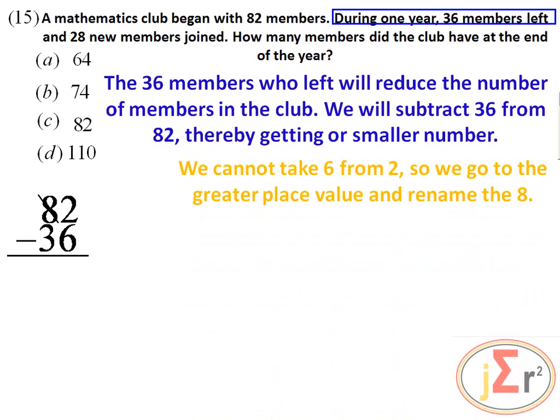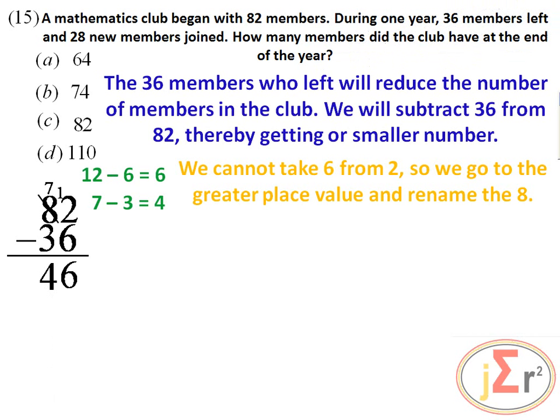We cannot take 6 from 2, so we go to the greater place value and rename 8. Right. So we have 8 tens there, and we take out 1 ten and 7 will remain. And that 1 ten we add to the 2 and we will get 12. So we say 12 minus 6 and that is equal to 6. Then we say 7 minus 3 and that is equal to 4. And Jerry said that the result is actually 46. That's very nice, Jerry.